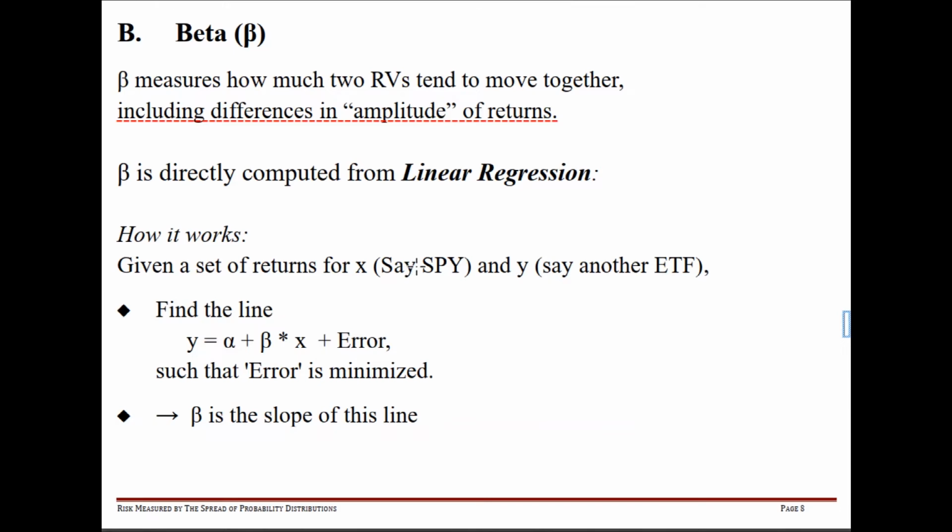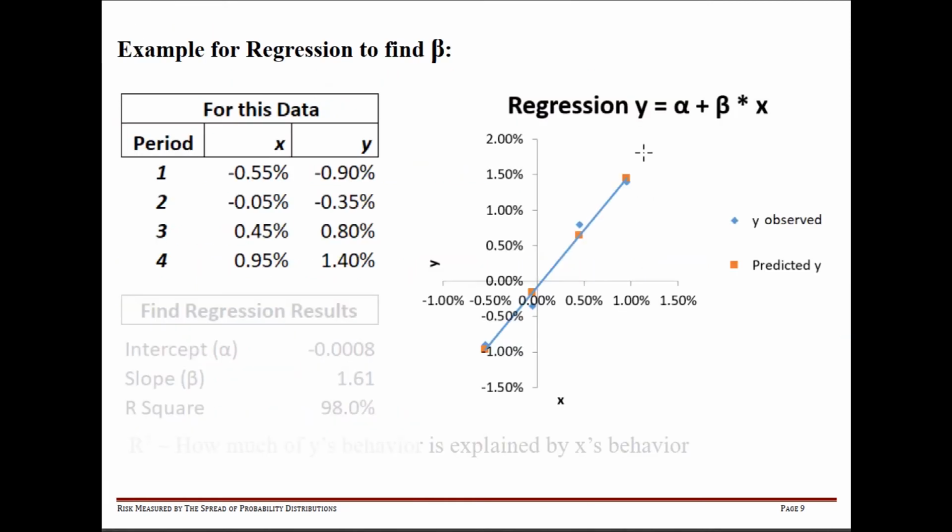So let's say we are interested in comparing our ETFY to the returns of ETFX. We try to make a linear regression line between y and x, y equals alpha plus beta times x plus error, and we use our standard square error technique to minimize the error term, and then beta is the slope of the line. So here we go. Here's our regression, and here's our line. Beta is the slope of that line.